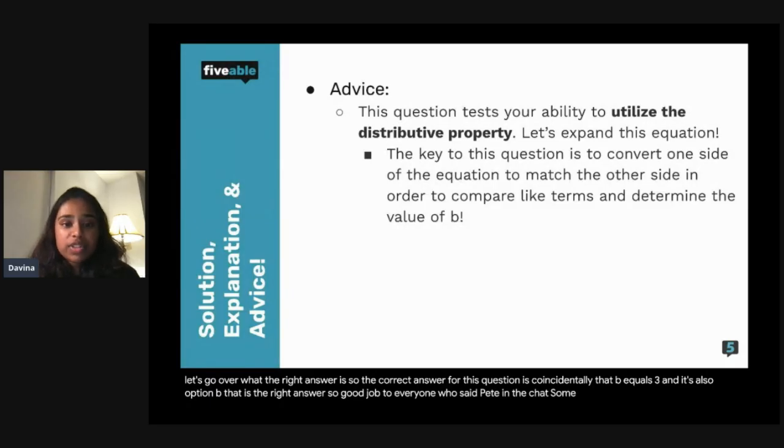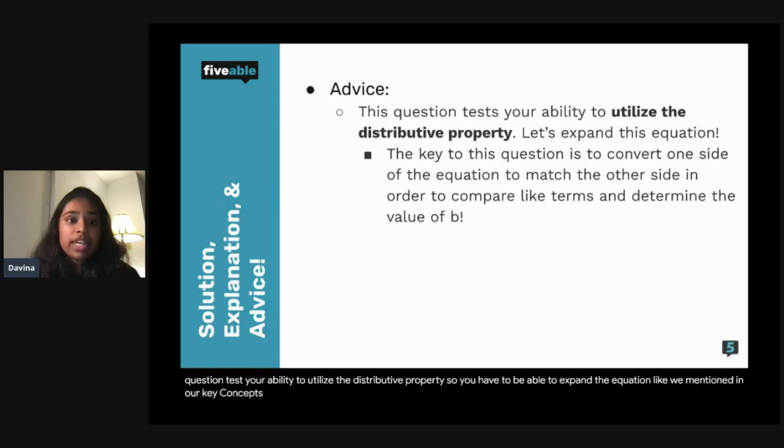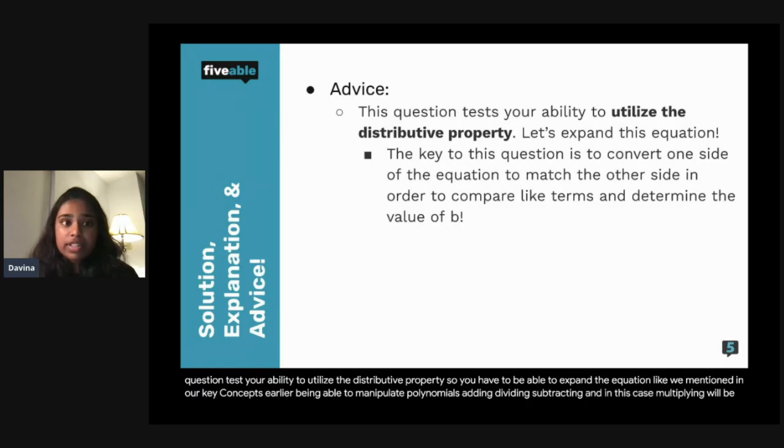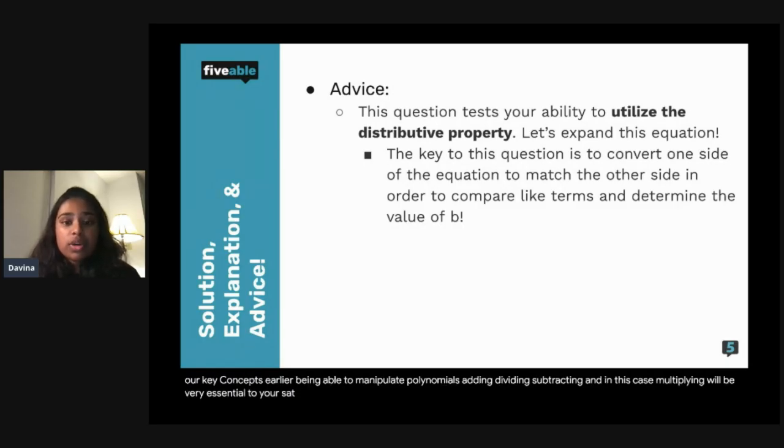All right, so some advice for this question. Again, this question tests your ability to utilize the distributive property. So you have to be able to expand the equation. Like we mentioned in our key concepts earlier, being able to manipulate polynomials, adding, dividing, subtracting, and in this case, multiplying will be very essential to your SAT. So again, the key to this question is to convert one side of the equation in order to match the other side, so that way you can compare the like terms and determine what the value of b is.